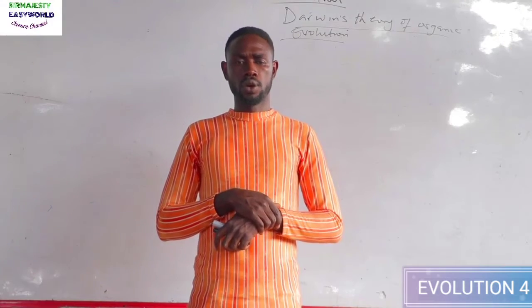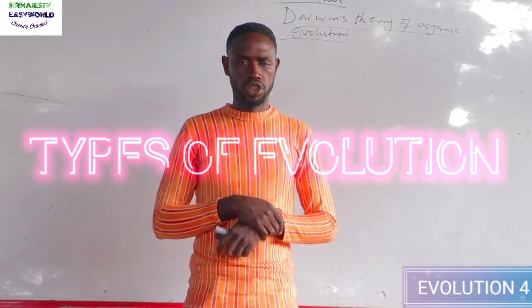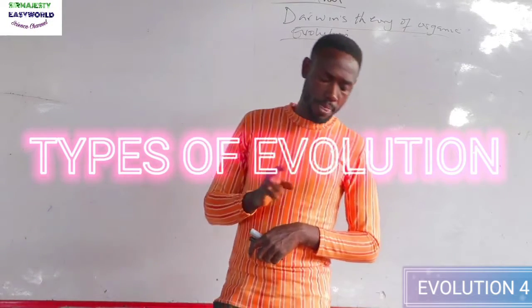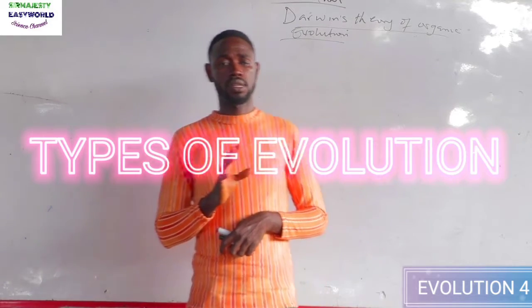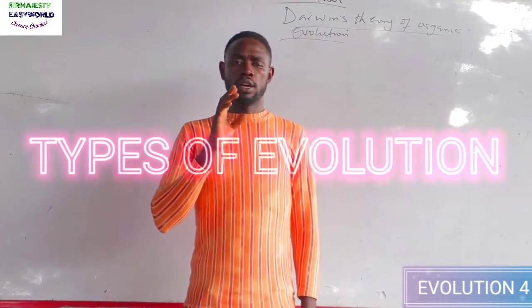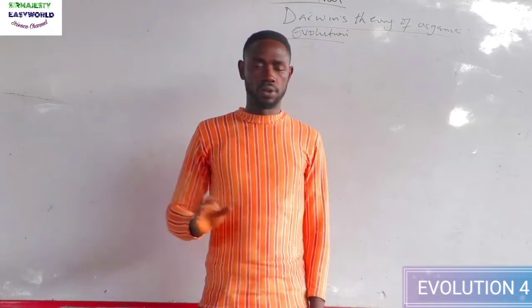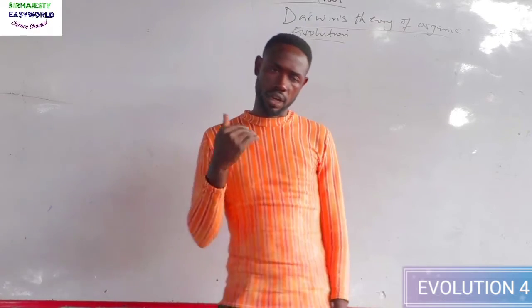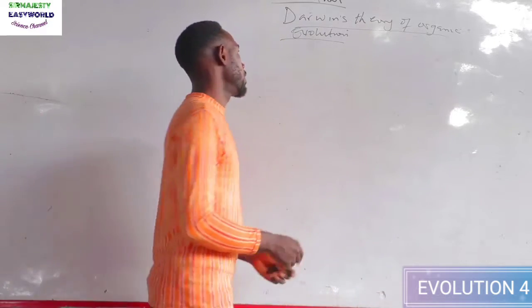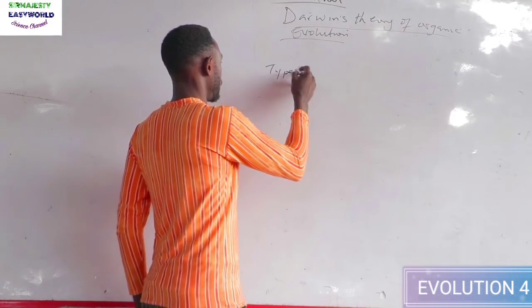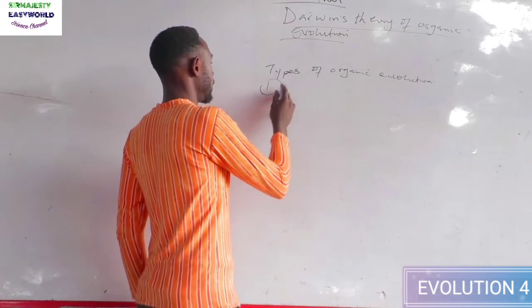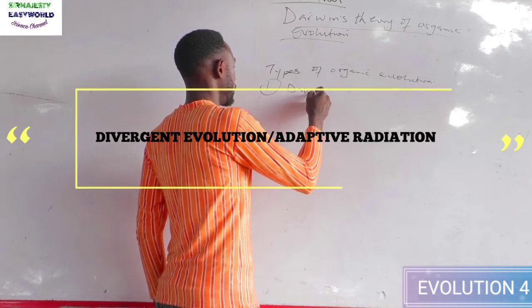Now, we go to types of evolution. Here, I'll teach you what is actually obtainable generally. There are two main types of evolution, but we can still have other forms of evolution. So in the types of evolution, one is divergent evolution.